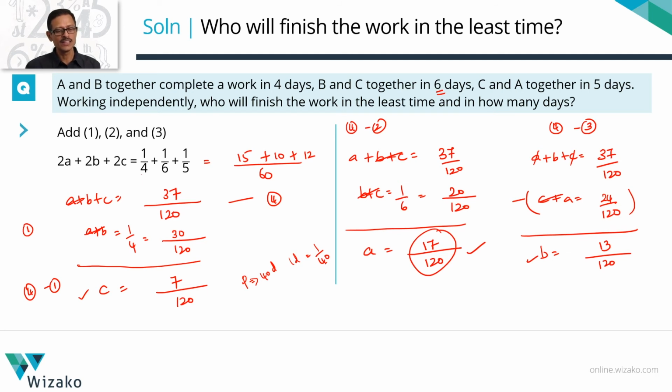Let's run through it in the reverse order. If in one day, P finishes 1 by 40th of the task, P will take 40 days to finish the task. So whatever is the fraction of work done in a day, the reciprocal of that will give us the number of days taken. A finishes 17 by 120th of the work in a day. This is the fraction completed in a day. So the number of days that A will take is equal to the reciprocal of this, which is 120 upon 17. Let's quickly run through this. Till this part, the method is going to be the same in this and the printed form. In these two steps, I've just arrived at the answer in a slightly different fashion. Let's run through it when we recap it.